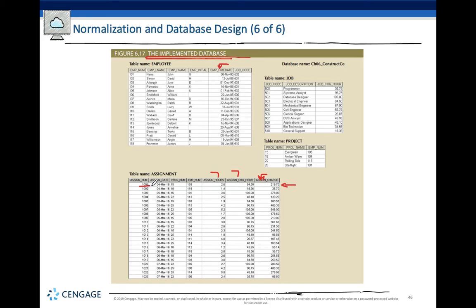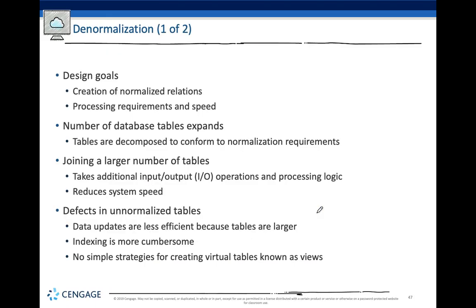Assignment number 1001. And what does that assignment relate to? It relates to employee number 103 working on project number 15. So employee number 103 working on project number 15. So that's about normalization and database design. Let us now look at denormalization.